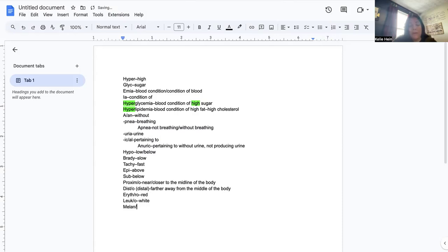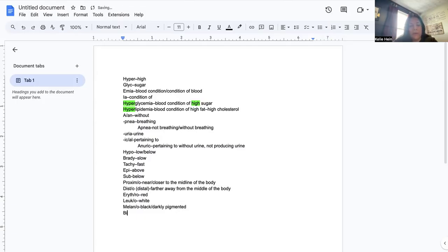Melano is really what it is, because a melanocyte would be a pigmented cell, right? So this is going to be black, darkly pigmented. A melanoma is dark. Let's see, what else do we have for prefixes?